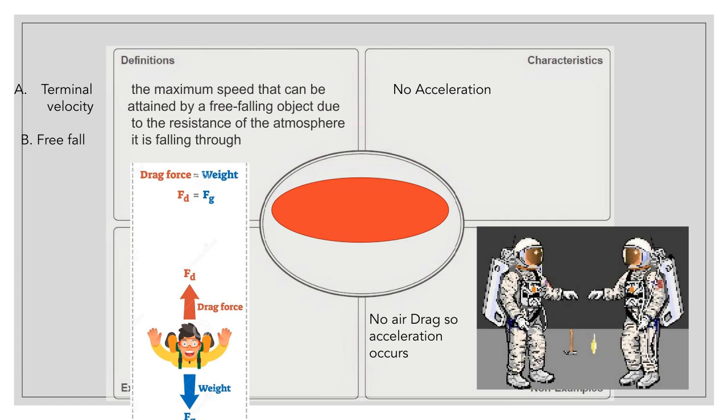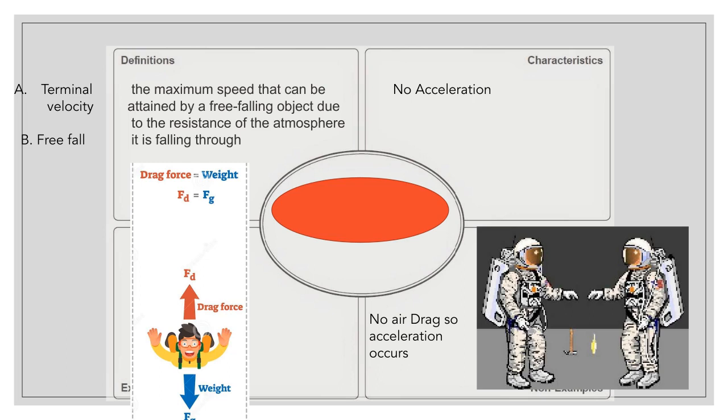All right. The maximum speed that can be attained by a free-falling object due to the resistance of the atmosphere it is falling through. So there's a force of drag here and weight. So we continue to fall, but we fall a lot less. The speed becomes less. There's no acceleration. We become a constant speed.